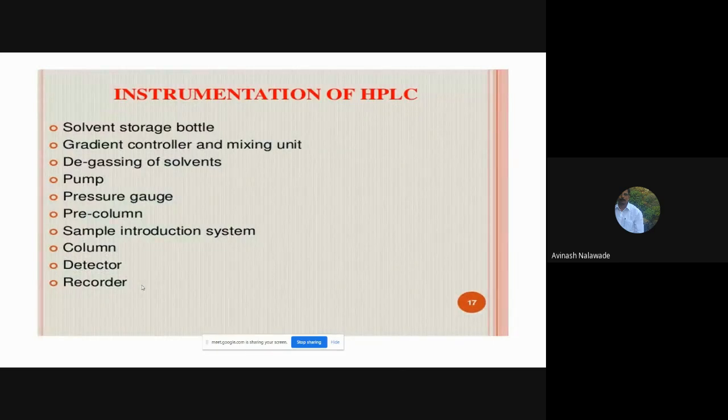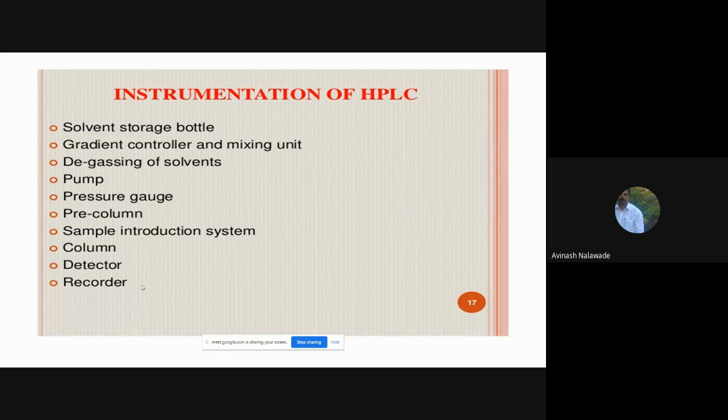Now once again see here, when we are actually seeing the instrumentation of the HPLC, first and most important point is a solvent storage bottle. So the solvent storage bottles in most cases in the HPLC are 2 or 4, and they are placed at the top. Okay. Then the second unit, that is gradient controller and mixing unit.